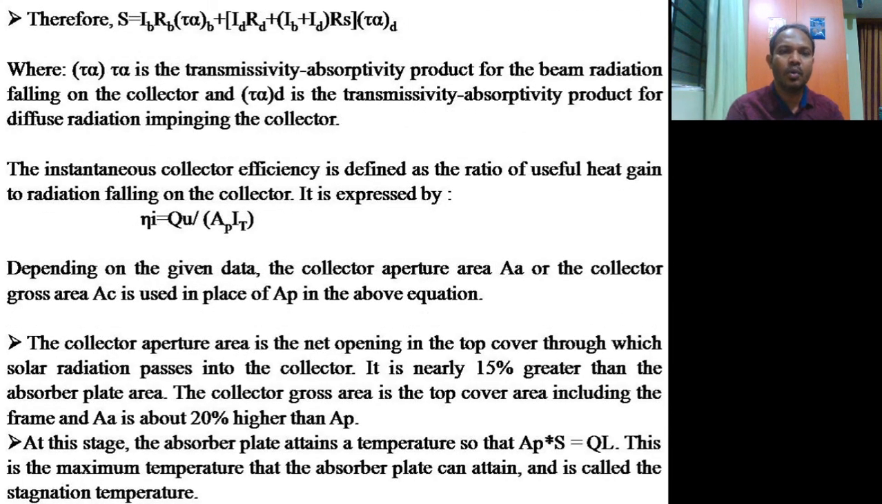Therefore, S is equal to I_B into R_B into (tau alpha)_B, that is the transmissivity into absorptivity with respect to the beam, plus (I_B plus I_D) into R_S, completely multiplied by transmissivity and absorptivity with respect to the diffuse. Is it clear? Now, tau alpha is the transmissivity-absorptivity product for the beam radiation falling onto the collector, and tau alpha_D is the transmissivity-absorptivity product for the diffuse radiation. It is a beam and it is a diffuse radiation.